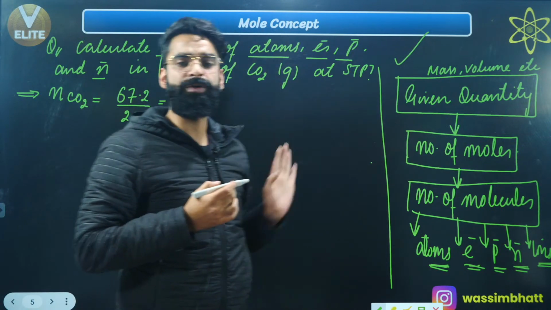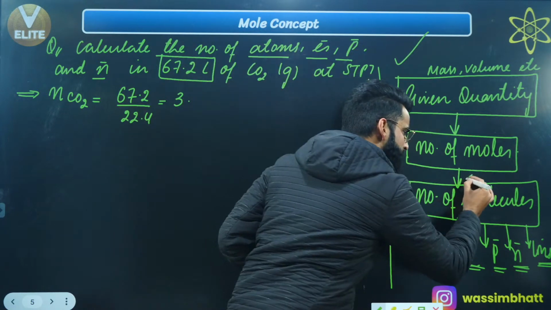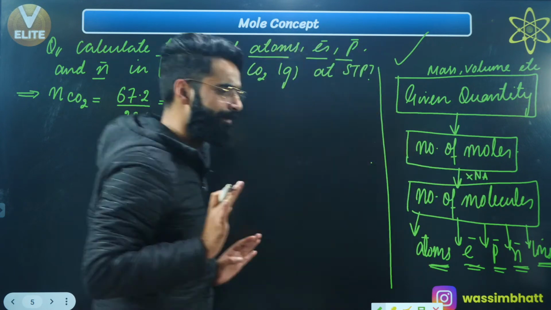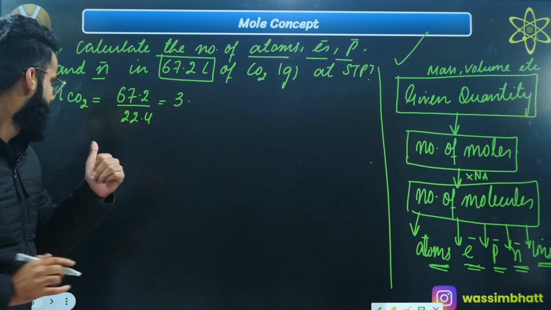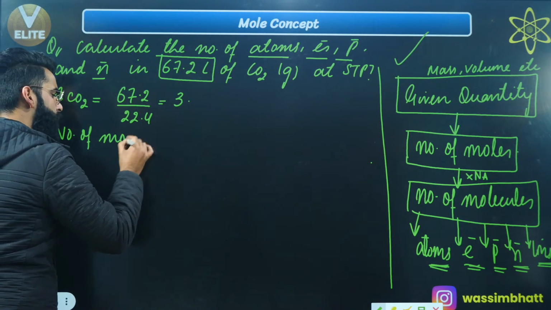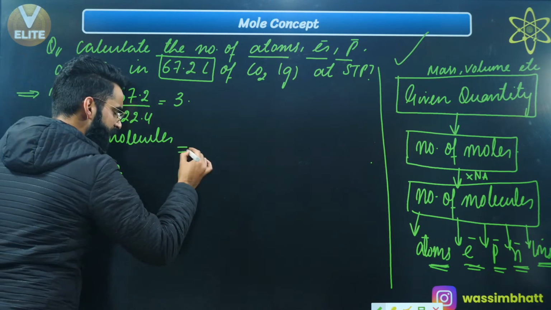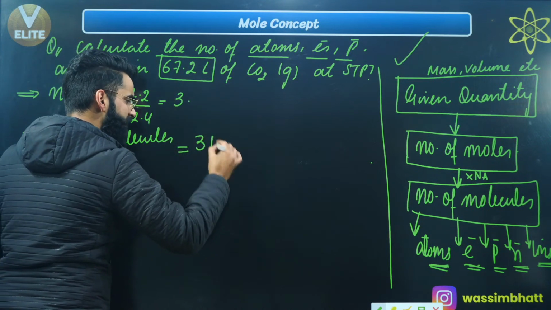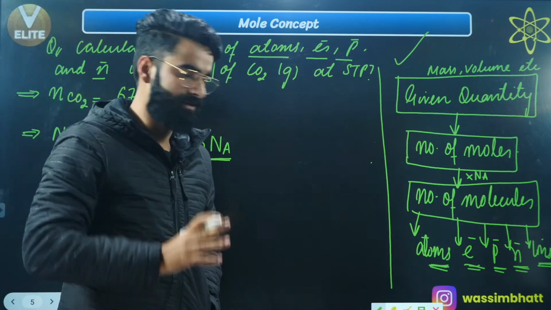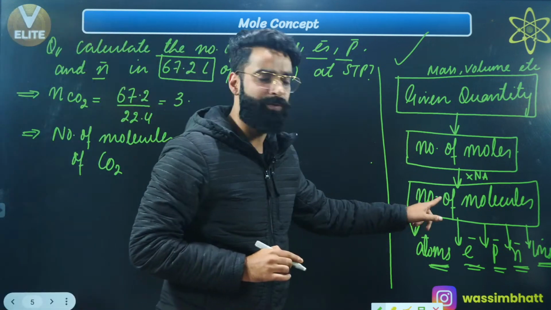From the number of moles, I need to calculate the molecules. How do we convert moles into molecules? We just need to multiply moles with Avogadro's number. I'll be getting the number of molecules. As simple as that, right? My second step is the calculation of molecules. I'll say the number of molecules of carbon dioxide is going to be equal to the number of moles of carbon dioxide multiplied by Avogadro's number. So these many molecules of carbon dioxide we have over here.